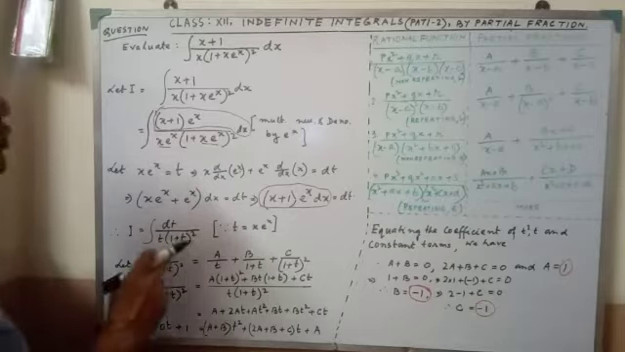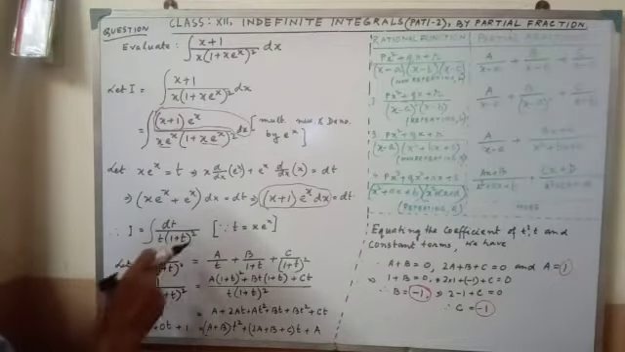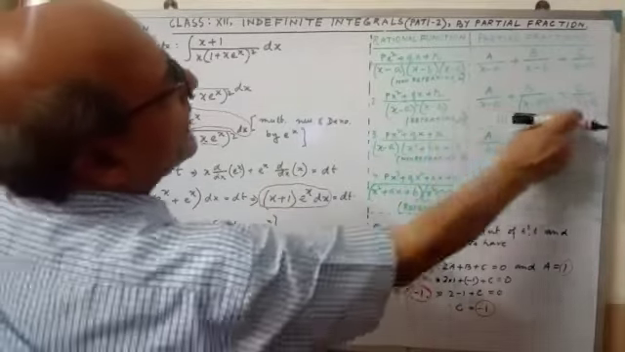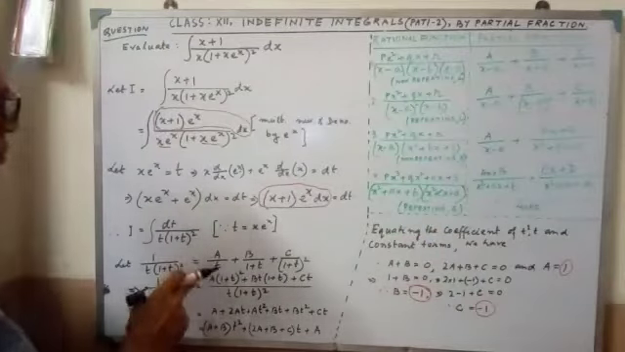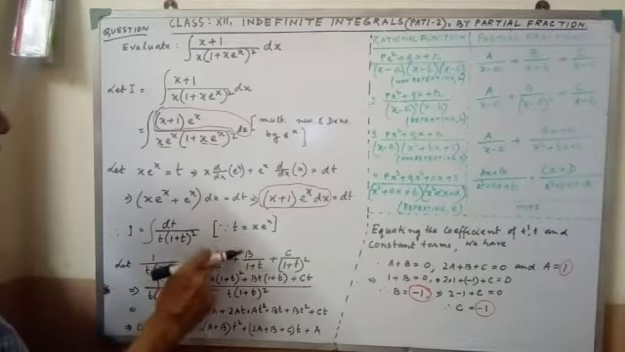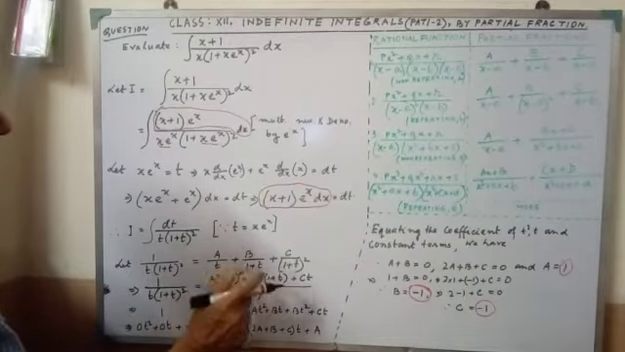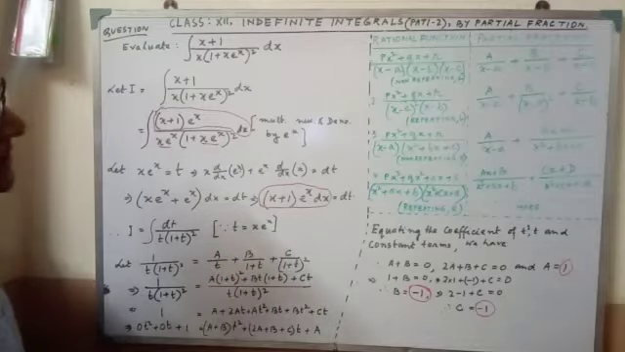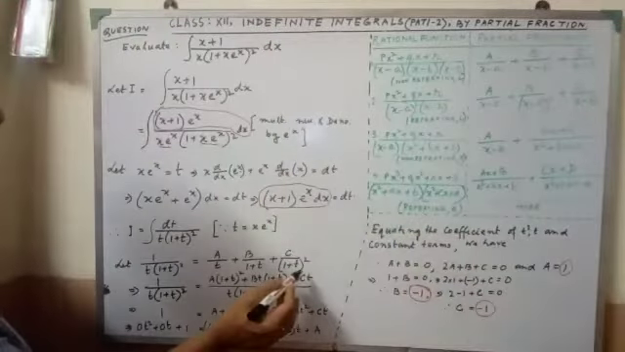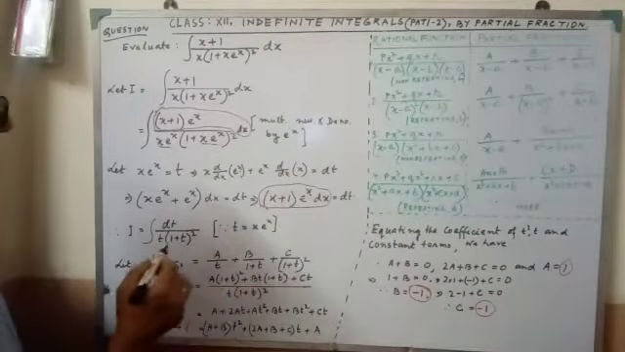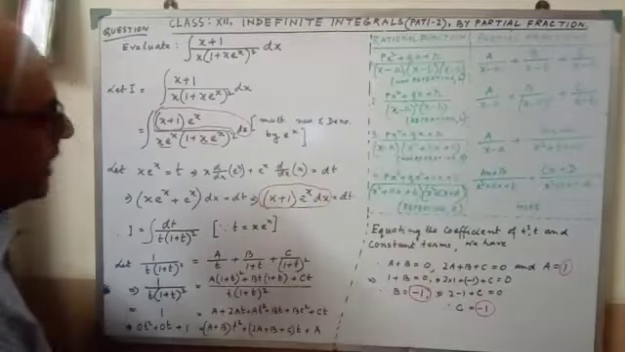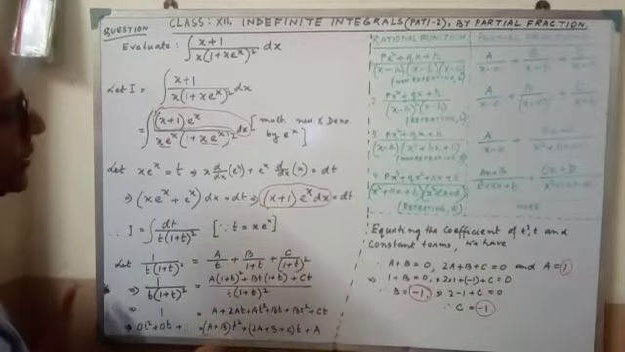Now look at the partial fraction, which way? This is the repeating factor, 1 plus t whole square, repeating factor. That is the form we have to apply. So 1 by t into 1 plus t whole square equals a by t plus b by 1 plus t plus c by 1 plus t whole square. Here the whole square is coming in the middle, but there the whole square is coming last. Why? That depends on the problem. Here whole square is given at last, there it is given in the middle. This is why you have to take it according to the problem.